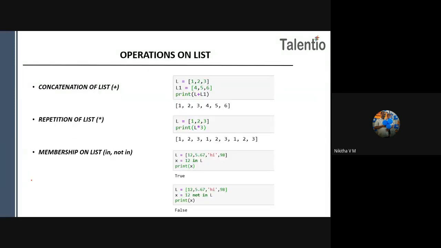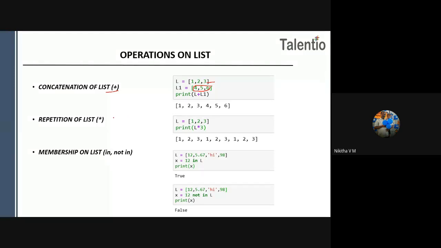Okay, so now we have operations. We are having operations on the list. So first one is your concatenation of list. We just saw it in the previous example. Whenever we are doing L plus L1, what will happen? Simply all the elements of L1 will be added to the end of L. So that's the reason 1, 2, 3, then 4, 5, 6. So whenever you are using the plus operator, that means concatenation, and all the elements will be added to the new list.